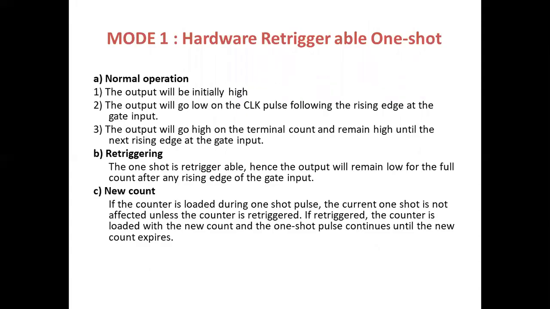The width of the output pulse depends upon the count value. The width of the output pulse can be varied by changing the count value in the program. Therefore, this mode of operation can be called as programmable one shot. During the one shot pulse, the current one shot is not affected unless the counter is retriggered. It is loaded with a new count and the one shot pulse continues until the new count expires.